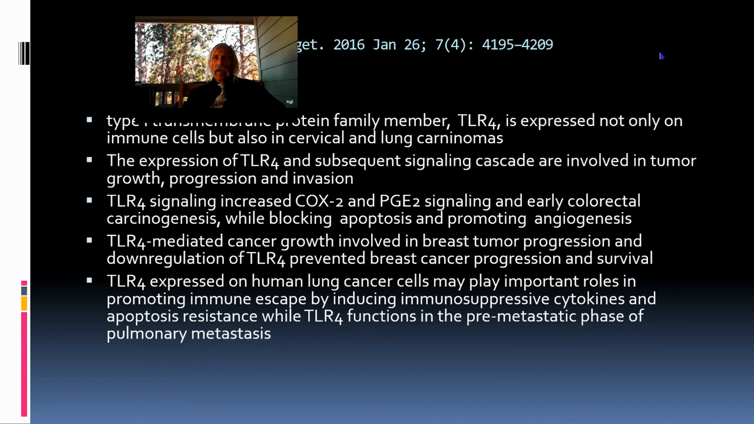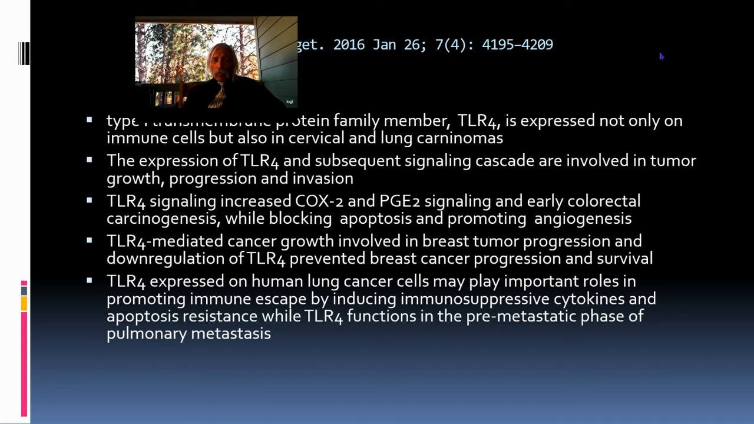So that's why when you find a toll-like receptor 4 in a cervical or lung carcinoma at high levels, you know that that could well be a component of the oncogenic biochemical pathology. Right? So the expression of toll-like receptor 4 and the subsequent signaling cascade are indeed involved in making this other statement, okay, which has been backed up by the evidence in research science, involved in tumor growth, progression, and invasion. So all the way from the initial phases of tumorigenesis to metastasis.